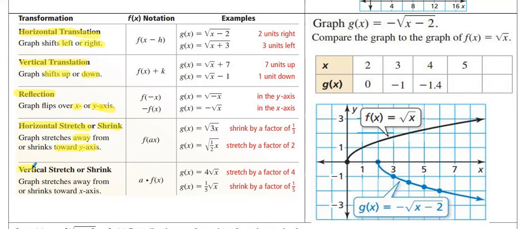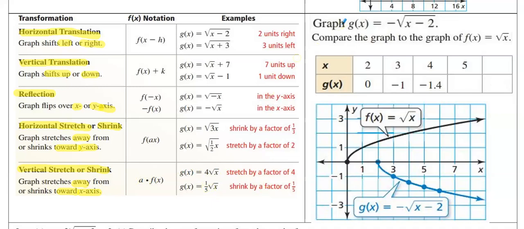Okay, vertical stretches and shrinks. Another dilation. This is away or toward the x-axis, and this one makes a little more sense. Remember, a is outside the function for a vertical stretch or shrink. And so if it's 4, it's a stretch by a factor of 4. It's taking all of the y values that were there in the parent function and it's multiplying by 4. So they're going to be 4 times further away from the x-axis. And if it's a fraction outside the function, it's going to multiply all the original y values of the parent function by 1/5. That means it's going to shrink towards the x-axis.